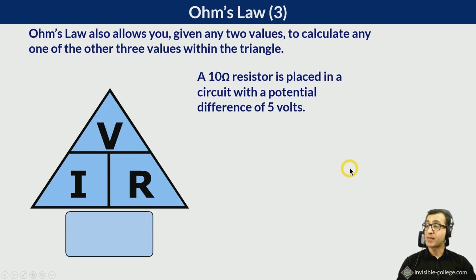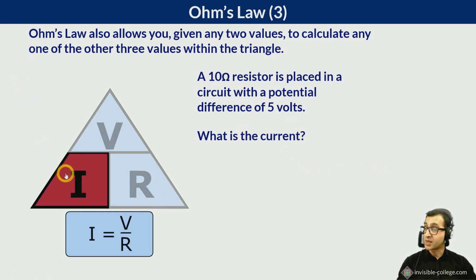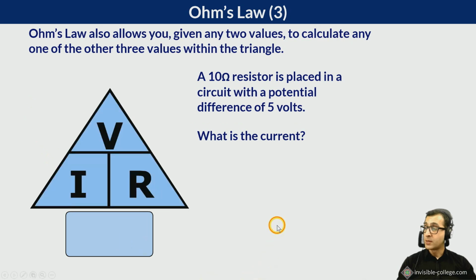A 10 ohm resistor is placed in a circuit with a potential difference of 5 volts across it. How do we calculate the current? Well, again, I want you to get into the habit of doing this. Show the equation rearranged for the relevant variable here. So the current is I, so we need to rearrange as so. So we show the examiner, I is equal to V over R.